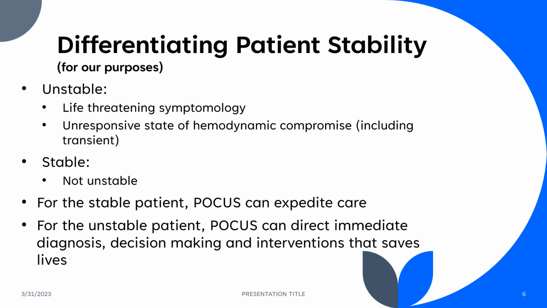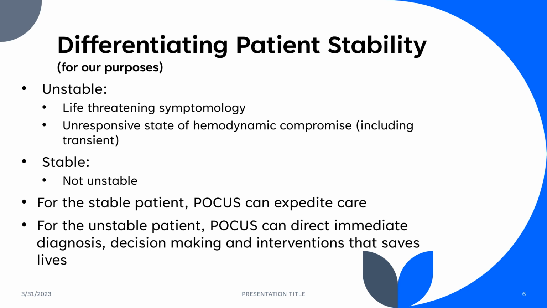So we're going to talk about some patient scenarios, and in order to do this we want to really differentiate what we mean when we're talking about patient stability. For our purposes only, a patient that's considered unstable would have life-threatening symptomology. They could be in an unresponsive state of hemodynamic compromise, including a transient state of compromise. Stable is literally just not unstable. So if they are not unresponsive and are not having hemodynamic compromise, then they would be considered stable.